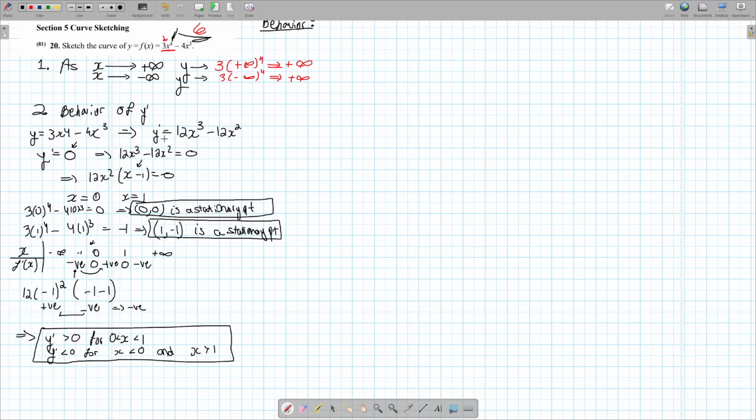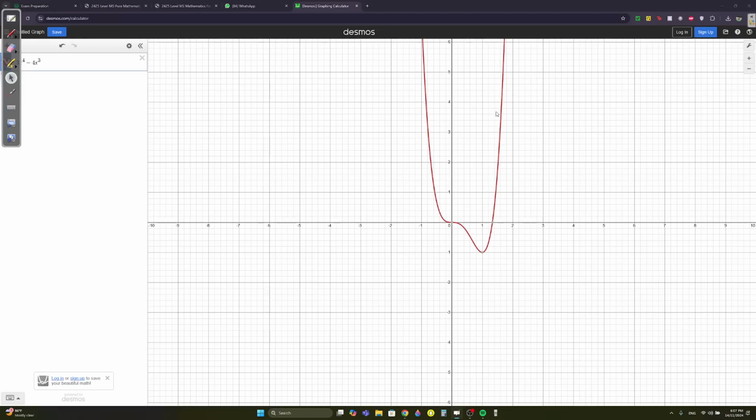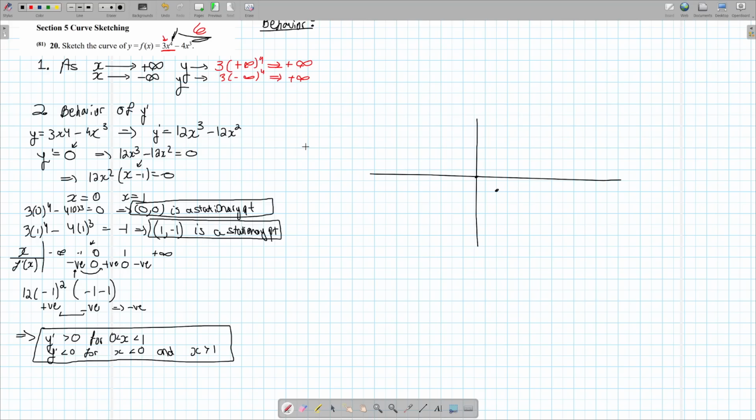So far we did this. So we can start to see a graph now. Like we said, we have 0, 0, and we have 1, negative 1, so that will be here. And we said it's increasing between 0 and 1, so... Okay. I was just checking something, because obviously it will have to decrease, but I have it as increasing. So I made a mistake over here.